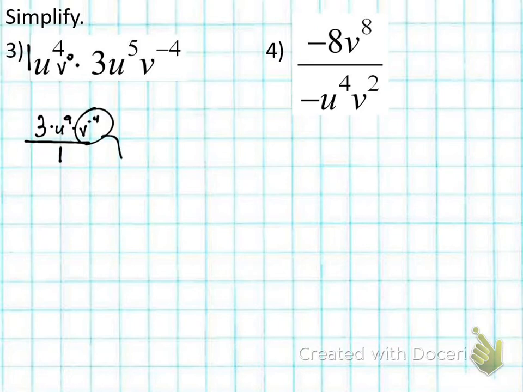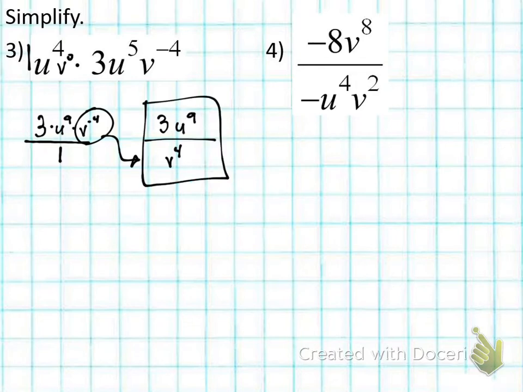We're going to move this to the denominator. Okay, so we got v to the 4th. The numerator is 3 u to the 9th power. Okay? Does that make sense? Do I move everything to the denominator? No. We just move the v to the 4th. Good. Okay, next one, number 4.